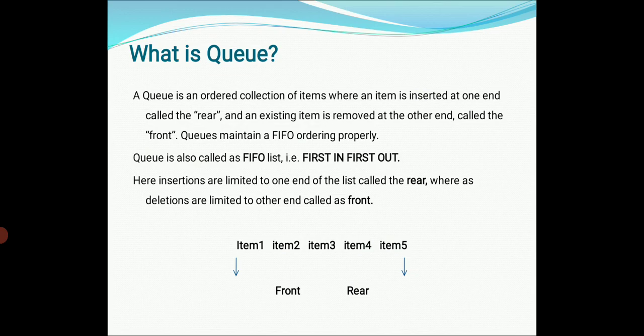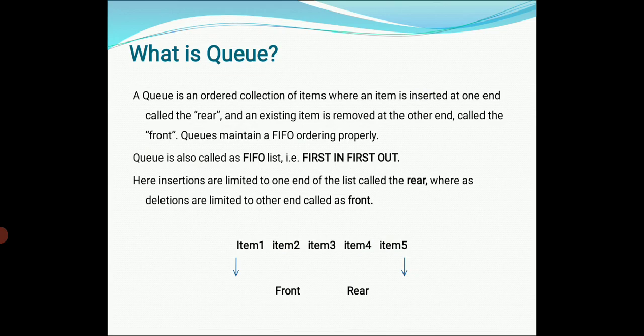A queue is also called first in first out because it works on the first in first out basis. Once again, I'll repeat the definition. A queue is an ordered collection of items wherein an item is inserted at one end. That end we can call the rear end, and an existing item is removed at the other end. That end we can call the front end. The queue is also called FIFO, first in first out basis. Here the insertions are limited to one end of the list, the rear end, whereas the deletions are limited to the other end, the front end.